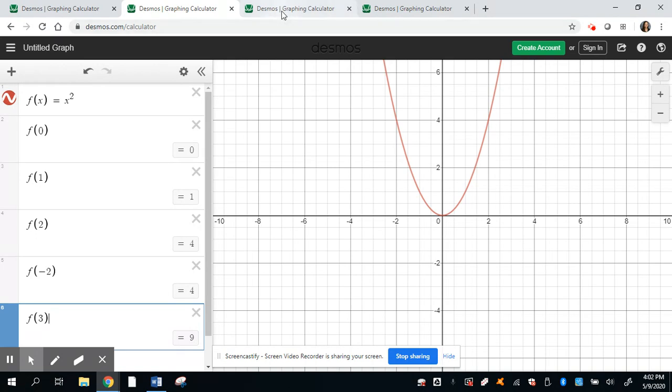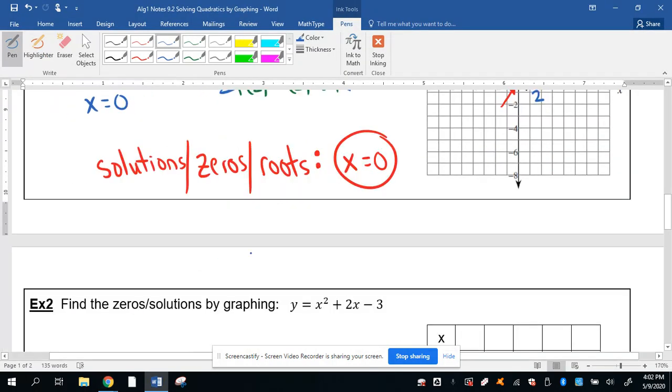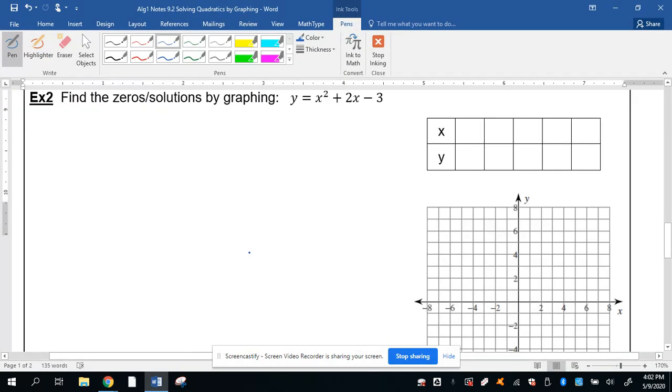Now let's go to the next problem, and our next problem is our example 2. And our example 2 is just like the first review problem. The first review problem said solve by factoring. Here it says find the zeros or the solutions by graphing. So let's go ahead and use the steps that we learned about in the first example. So we're going to find our axis of symmetry.